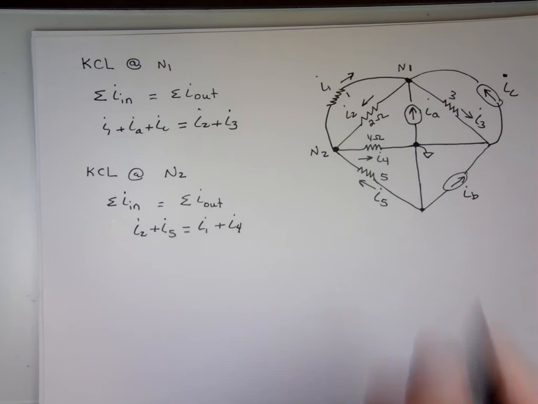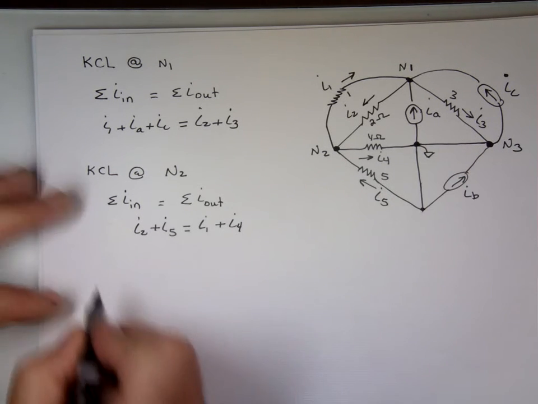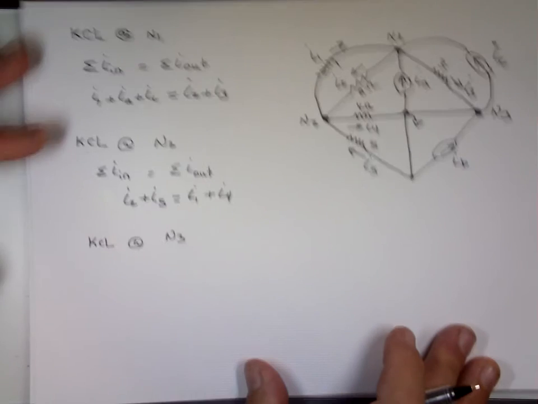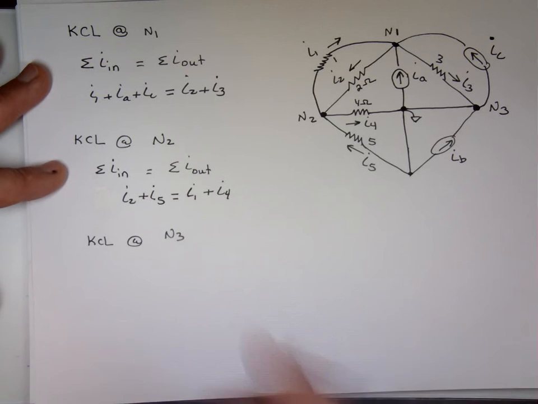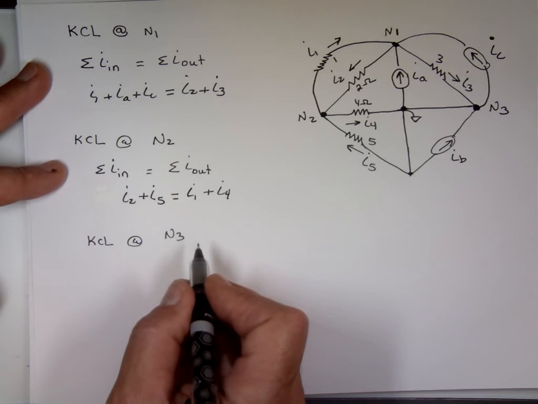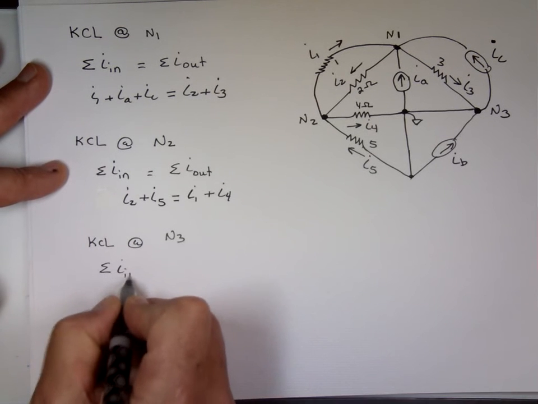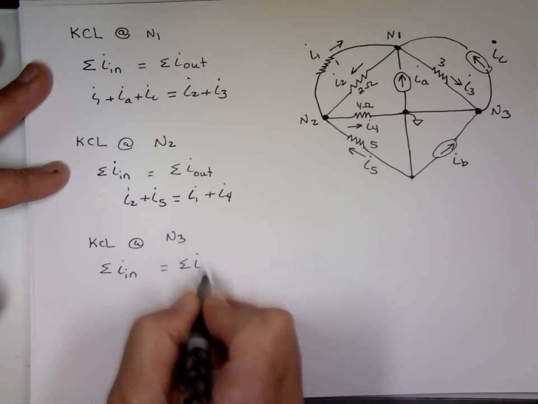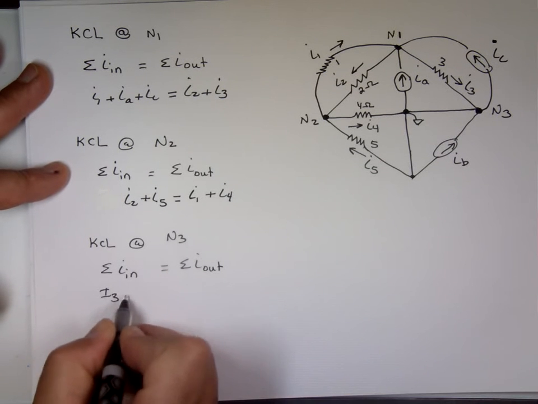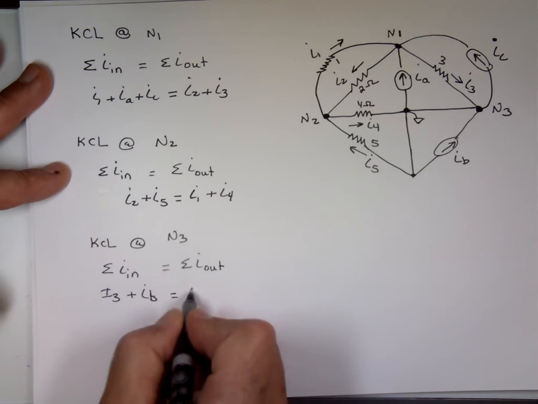Let's look at this node. KCL at node 3. What do we have going to that node? I sub 3 and I sub B, right? So the current going in equals the current coming out. I sub 3 going in, I sub B going in. What's leaving? I sub C.